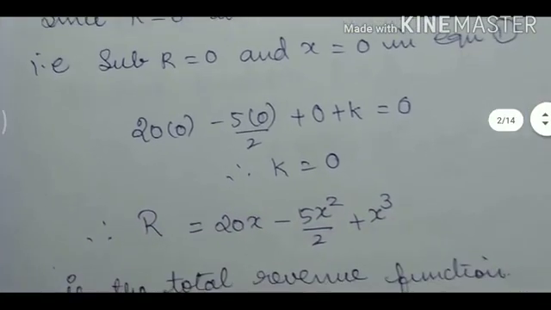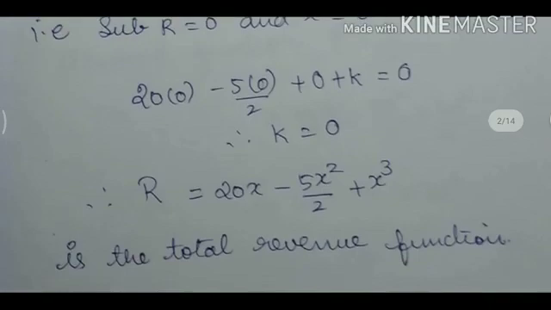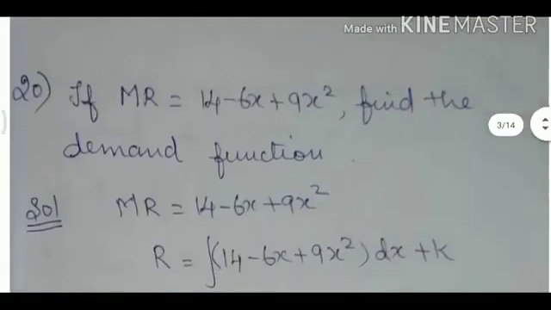Substitute this k value in equation 1. We get the total revenue function R equals 20x minus 5x square by 2 plus x cube. That is the total revenue function. So this is about question number 19. Now we are going to see question number 20.